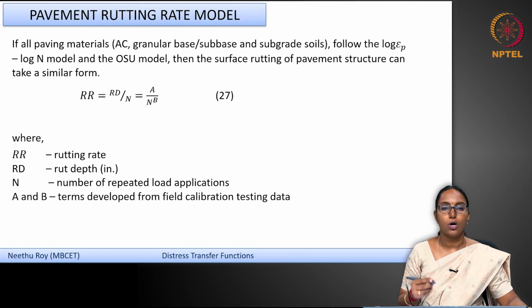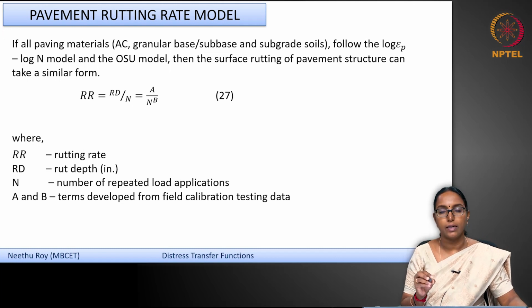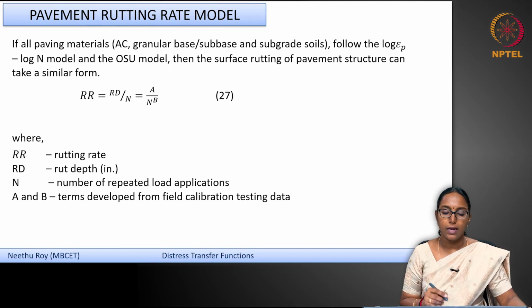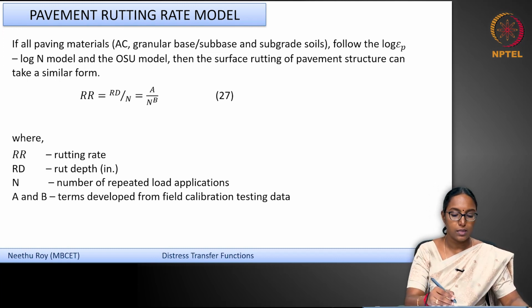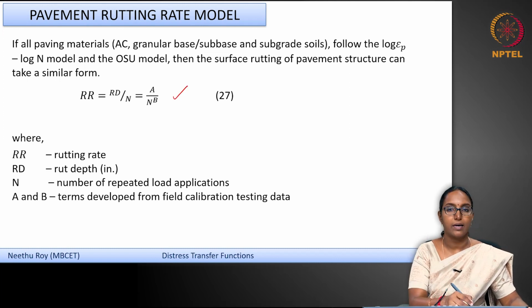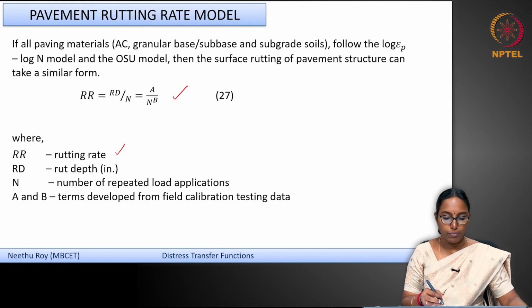Okay, so all the different pavement layers can follow the relation between epsilon p and N that we have just discussed. Then the surface rutting of the pavement can also follow a similar trend if we have data that correlates the number of repetitions of loading with the rutting that is observed in the field. So these models have been developed in terms of the rutting rate or rut depth by the number of load applications, developed from the field data.